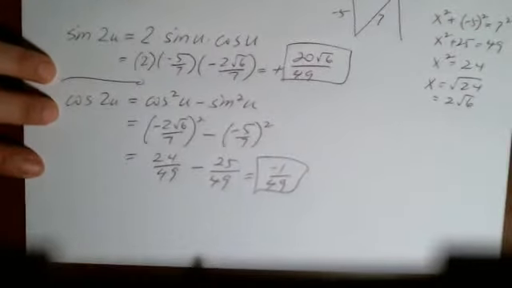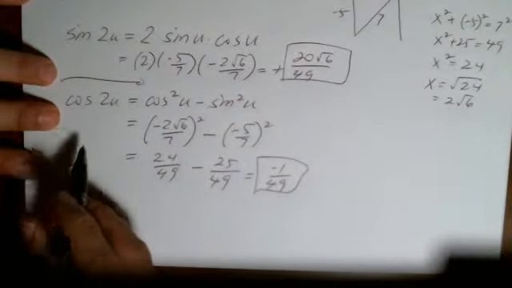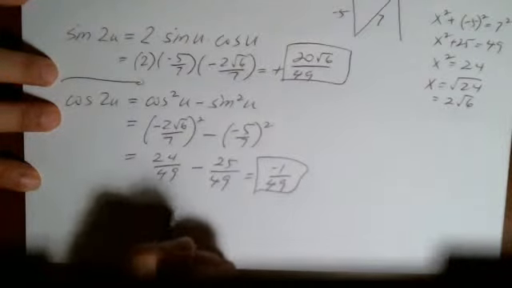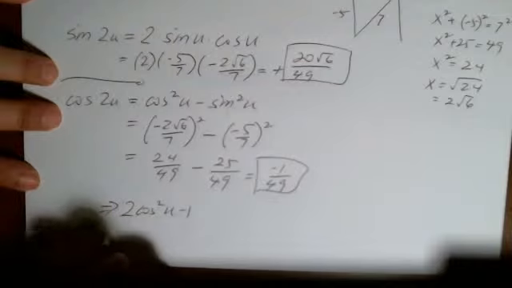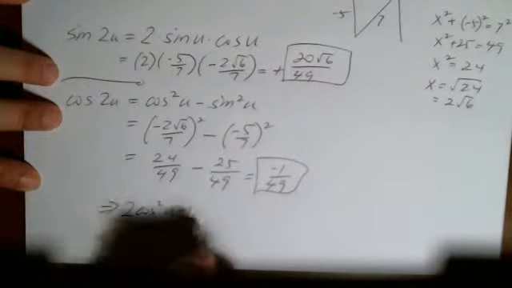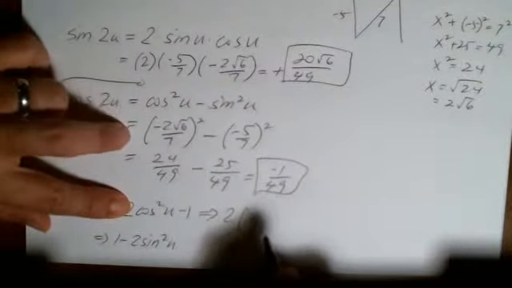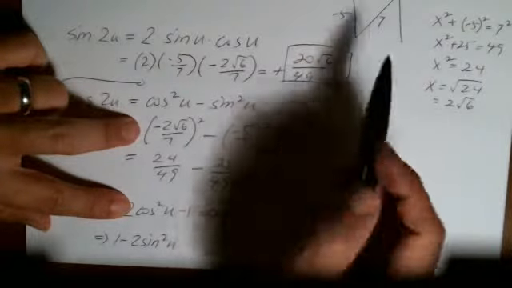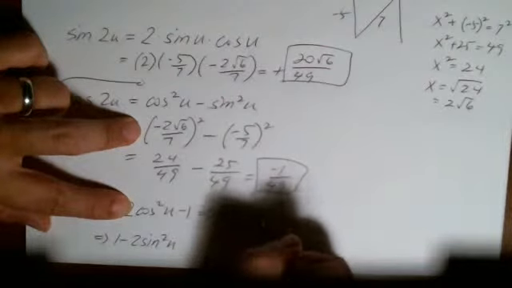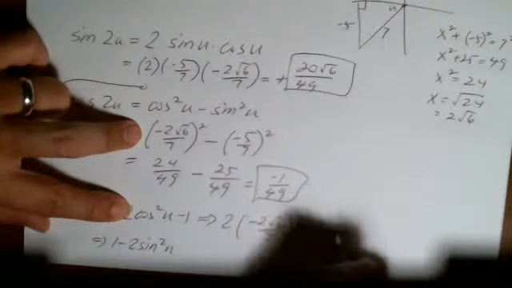That looks like a really suspect number, so I'm going to try another formula and see if it matches. I know that the cosine of 2u is also equal to 2 cosine squared of u minus 1, or 1 minus 2 sine squared of u. So let's try this one right over here. 2 times cosine squared of u. Cosine of u is going to be adjacent over hypotenuse. It's going to be -2 radical 6 over 7, squared, minus 1.